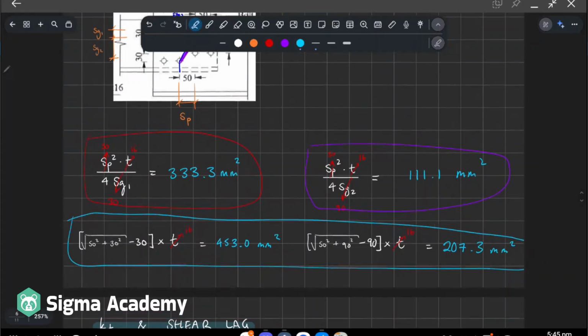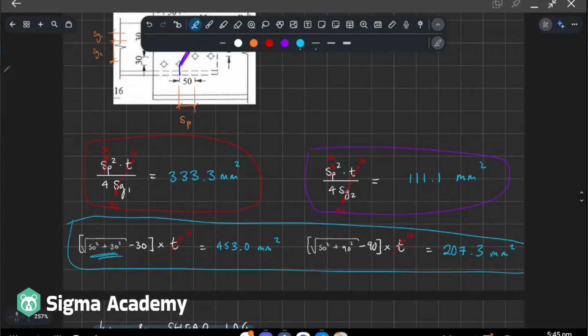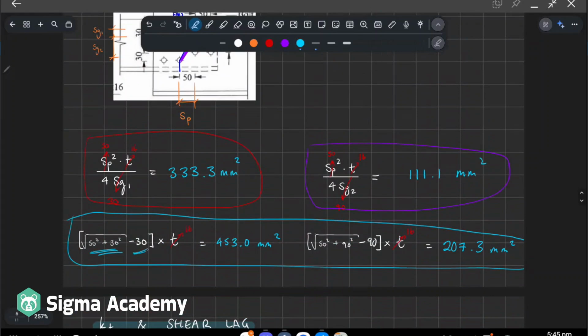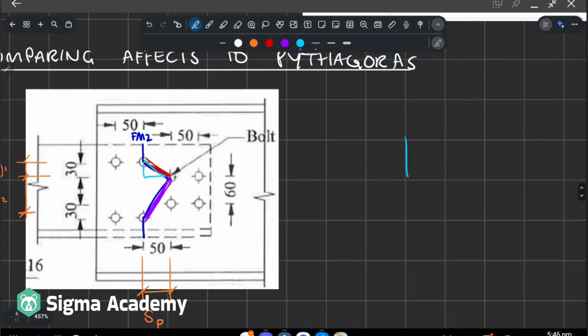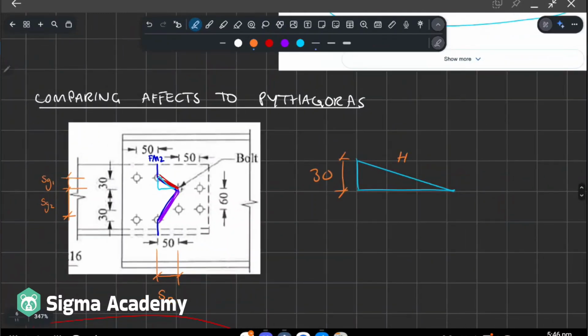Now, where this comes from is adding a diagonal from Pythagoras and then subtracting the straight part. So looking at this triangle here, this is 30, and let's call this h for hypotenuse. I forgot to mention, this is 50. The hypotenuse is the square root of 50 squared plus 30 squared, right?